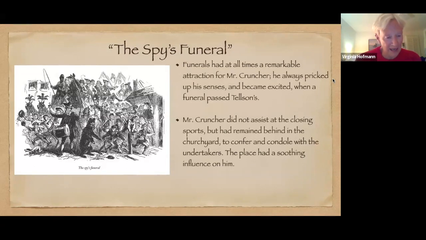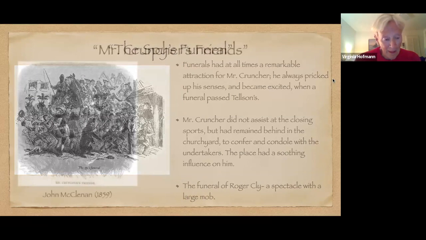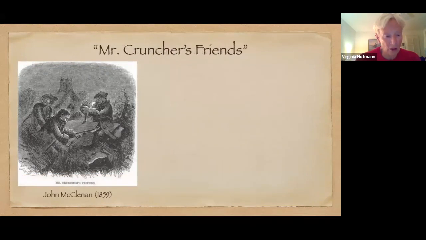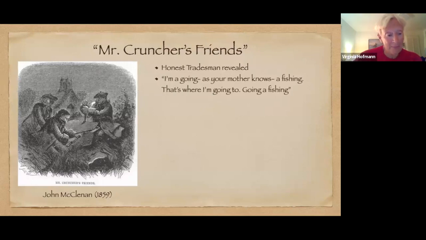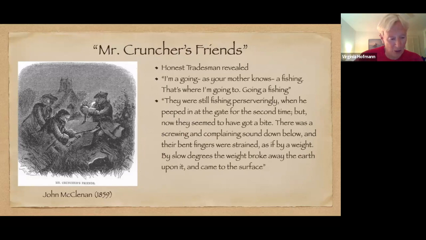Now, in the next slide here, we get to the Honest Tradesman, chapter 14, where we finally reveal Mr. Cruncher and his friends, as you can see on the left, digging up and prying open the coffin. And he starts out by saying, once again, he's at home with the aggrawaiter and worrying about her flopping and praying agin him. And he says, I'm a-going, as your mother knows, a-fishing. That's where I'm going to, going a-fishing. And of course, he doesn't want Jerry Jr. to know what he's up to.